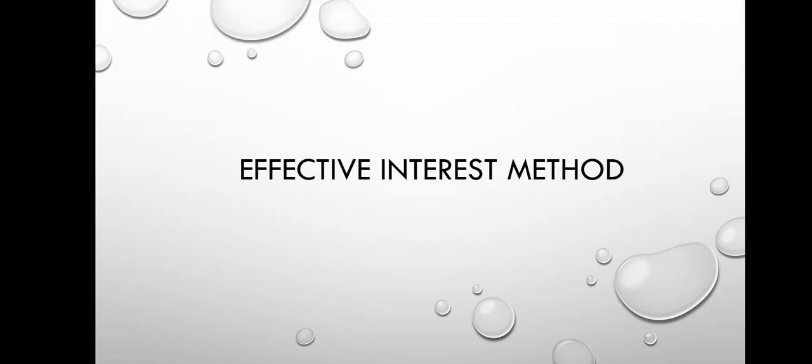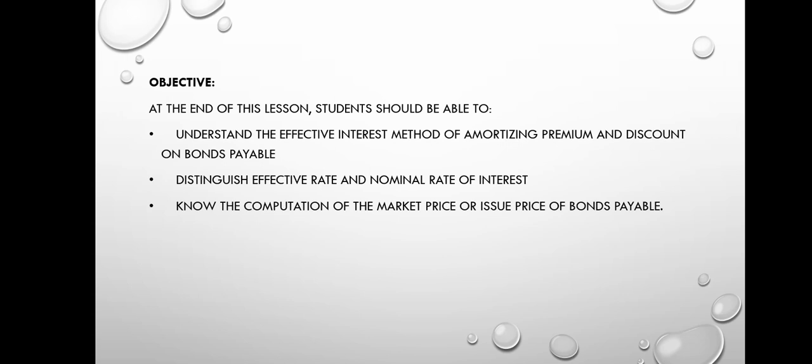Before we start, let's first read the objectives. At the end of this lesson, students should be able to understand the effective interest method of amortizing premium and discount on bonds payable, distinguish the effective rate and nominal rate of interest, and know the computation of the market price or issue price of bonds payable.